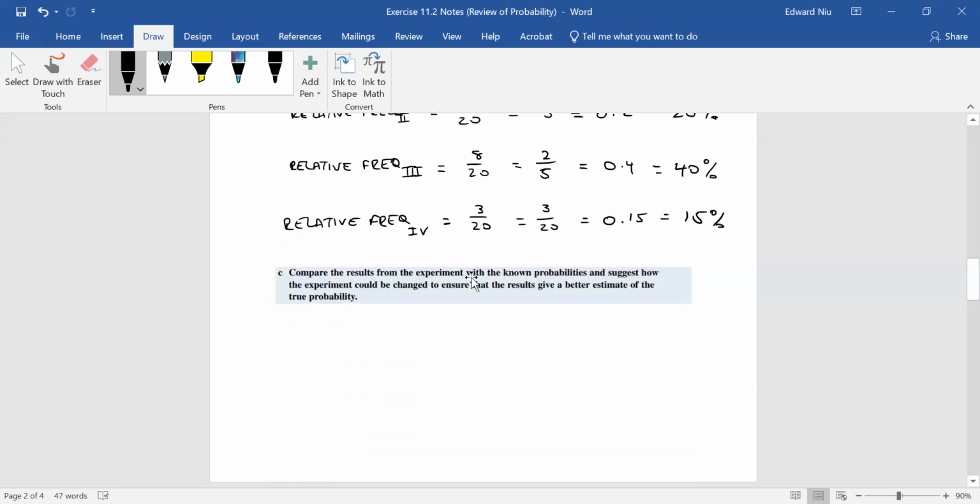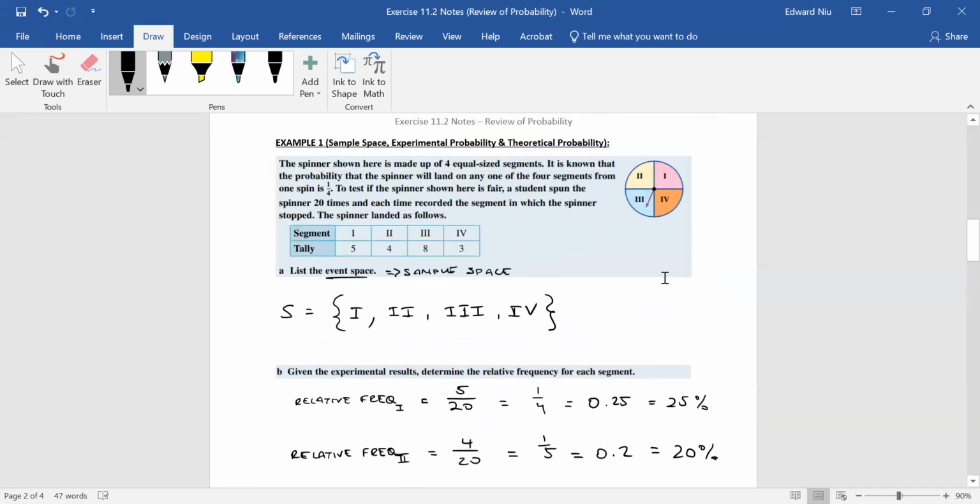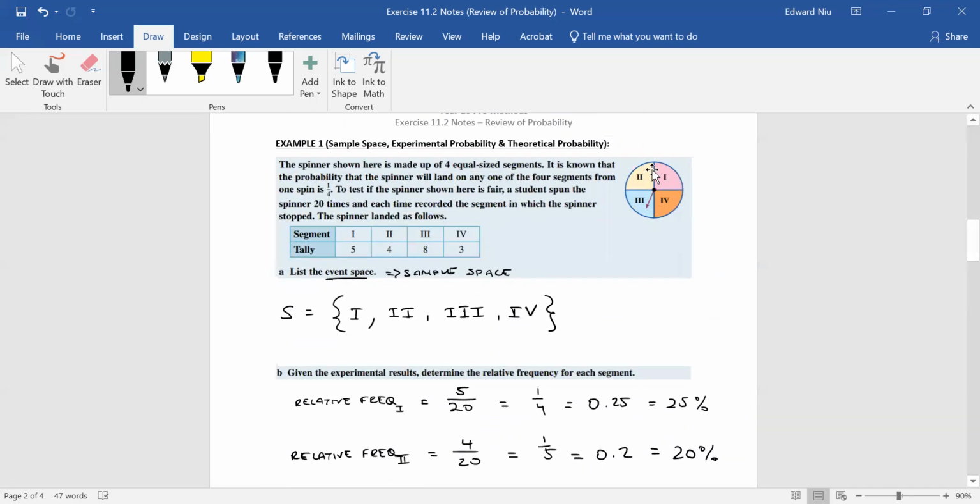Compare the results from the experiment with the known probabilities and suggest how the experiment could be changed to ensure the results give a better estimate of the true probability. So true probability, this is the same as theoretical probability. Okay, so theoretical probability of each segment is 1 in 4.